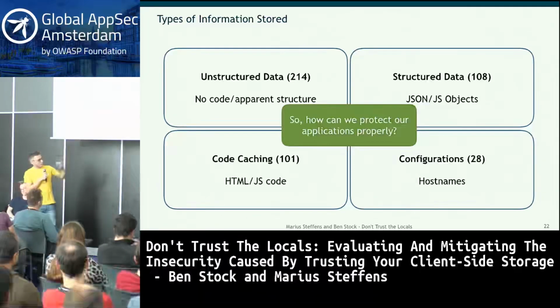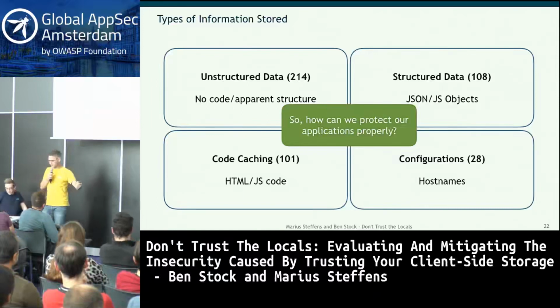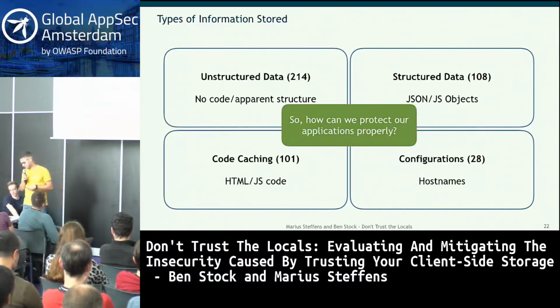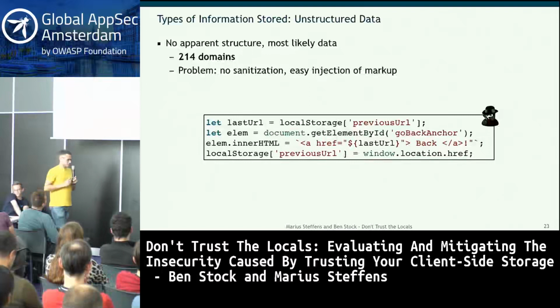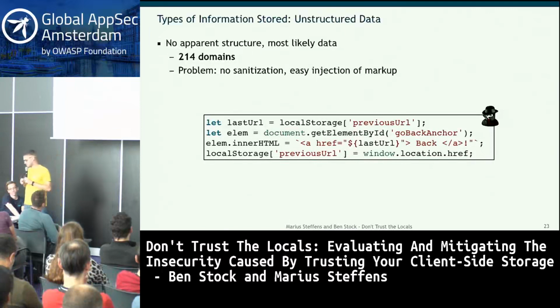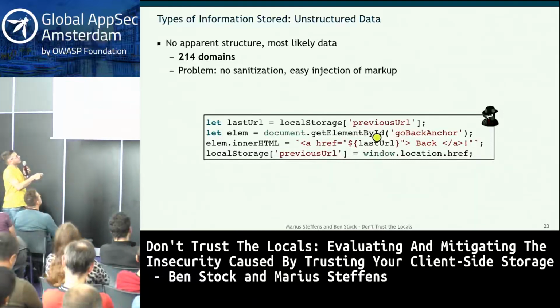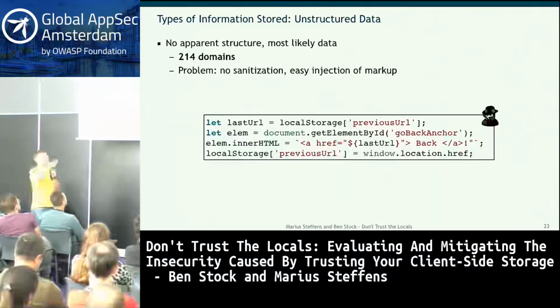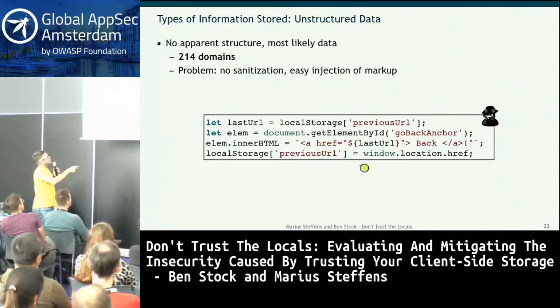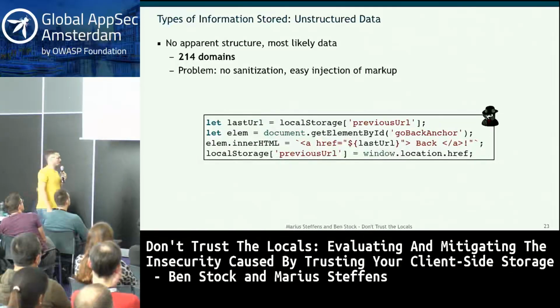And I want to go one by one through these use cases and give you a feeling of how things go wrong, how oftentimes trivially they go wrong, and then also how you can build your applications in a better way. So the biggest contributor was data that had no apparent structure, right? So it was a username or maybe a language or something like this. And we saw this on 214 domains. And this is just an example that we see here. So we get the previous URL from local storage. This is meant to show a backlink to the previous page. And assuming that the local storage value is under control of the attacker, I can obviously inject something here in this last URL parameter and then have an exploit.